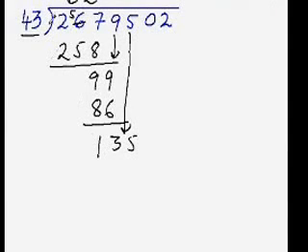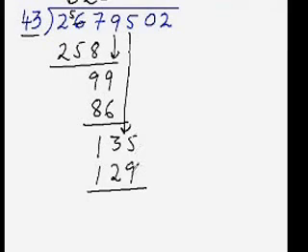Now the same process again: hide this 3, hide this 5 and ask yourself how many times 4 will go into 13. 4 times 3 is 12. So write that 3 here, and once again multiply this with the divisor digits. 3 times 3 is 9, and 3 times 4 is 12. Now 9 cannot be subtracted from 5, so borrow 1 from here, so this will become 2 and this will become 15. 15 minus 9 is how much? 6, and 12 minus 12 is nothing, 0. Now drop this 0 down.